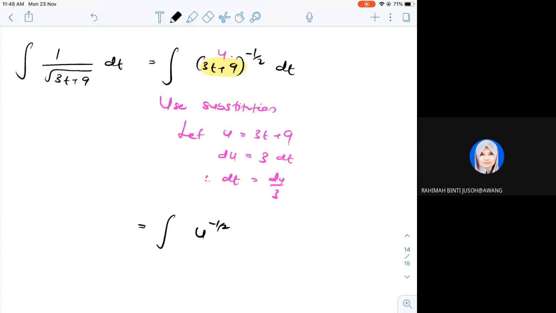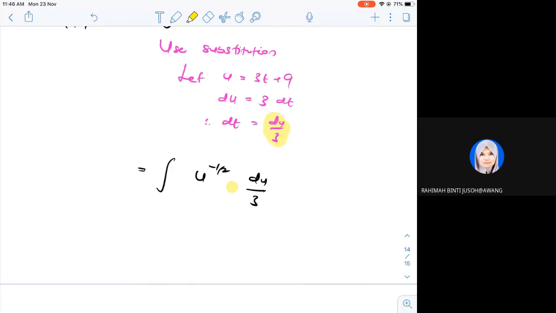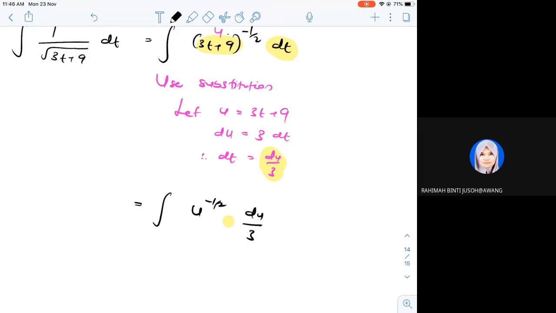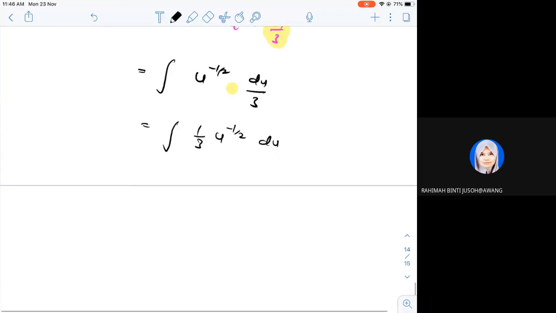Alright, and then du over 3 because this is your dt, right? dt is equal to du over 3. So we get it like this. Okay, so now we proceed. It becomes integration of 1 over 3 u to the power of negative half du. Integrate, what do we get? 1 over 3 is just a constant.